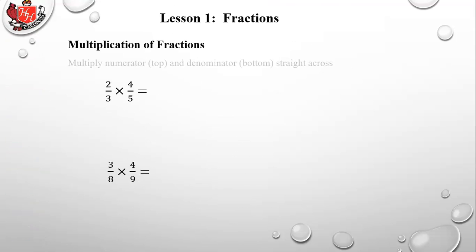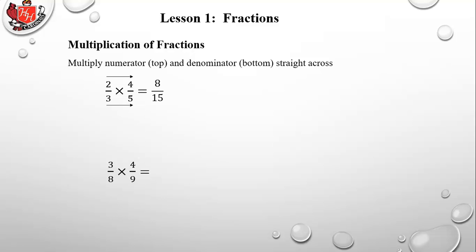Okay, multiplication. Multiplication, multiply the numerator and the denominator. In this case, you do multiply both. So you multiply the numerator straight across, so 2 times 4, and the denominator straight across, so 3 times 5, and that would give you 8 over 15.